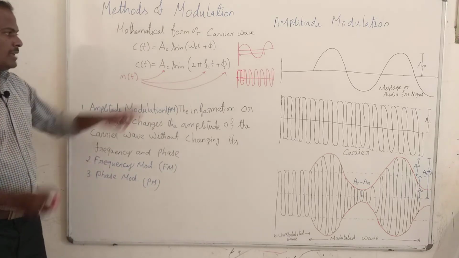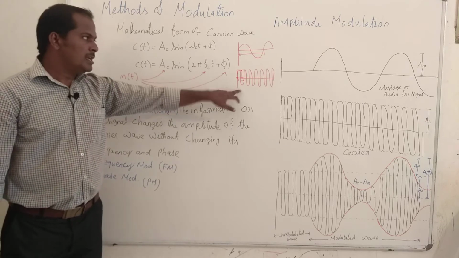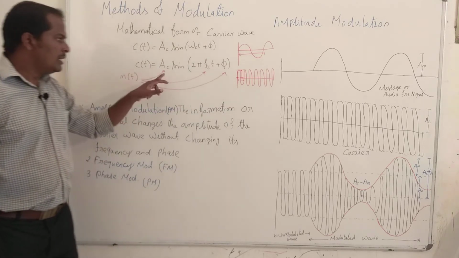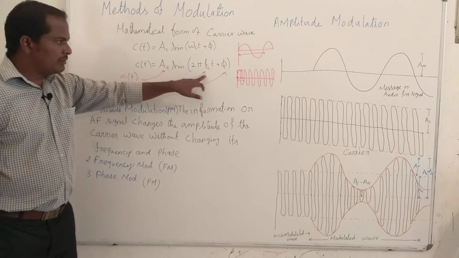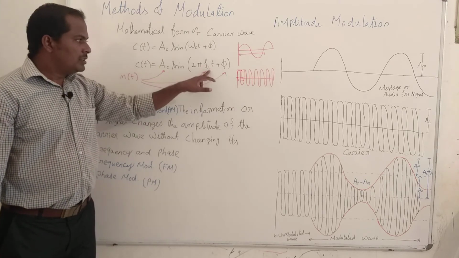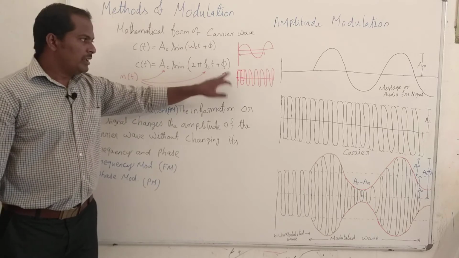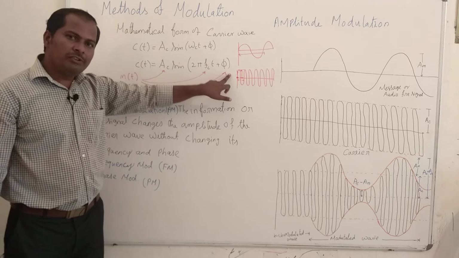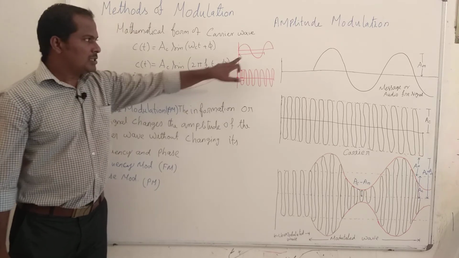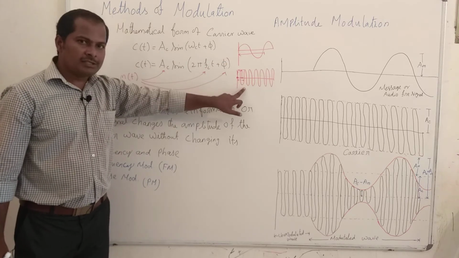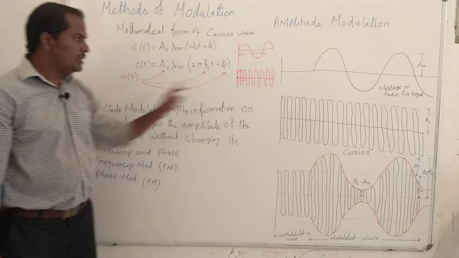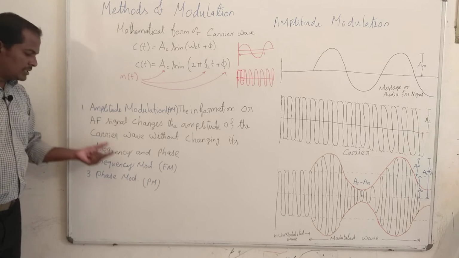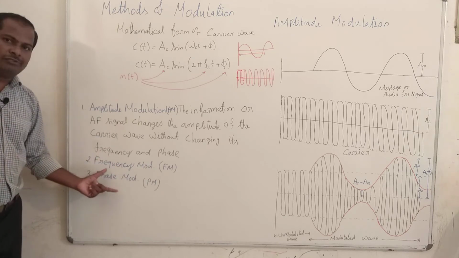When we adjust the amplitude of the carrier wave by the introduction of the message signal, this type of modulation is called amplitude modulation. When we change the frequency without changing its amplitude and phase, this type of modulation is called frequency modulation. If we change the phase by adding the message signal to the carrier signal, the resultant modulation is called phase modulation.